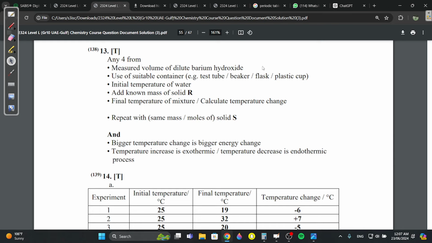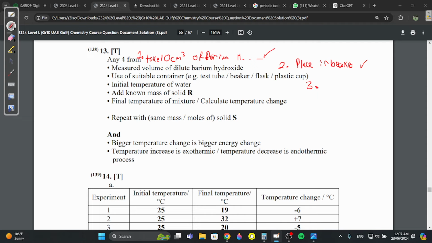Measured volume of dilute barium hydroxide. Basically they're saying you're planning the experiment. You have to say, take, for example, any number, it doesn't matter, say 10 centimeter cube of barium hydroxide. Take, that's step one. You have to write it as steps. Then step two, place in beaker. This is 1 mark.